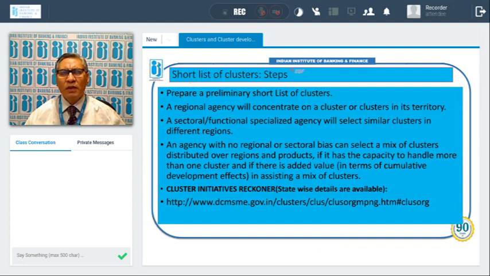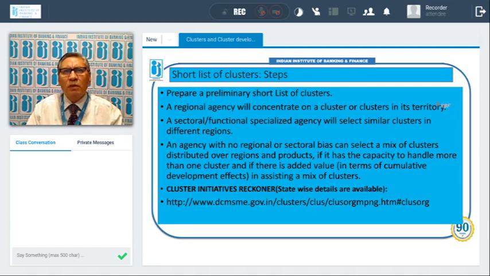Now, short list of the clusters. What are the steps? Prepare a preliminary short list of clusters. A regional agency will concentrate on a cluster or clusters in the territory. There is always a regional agency. If you go to Gurgaon, there is a regional agency. There are manufacturers of ready-made garments there. As I told you, in Ludhiana, knitwear is there.